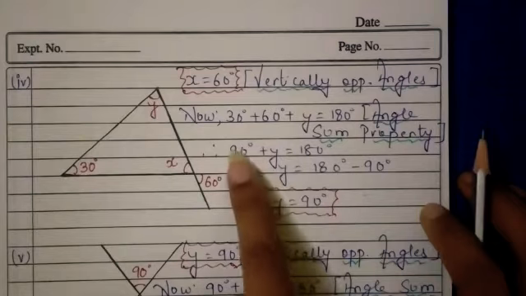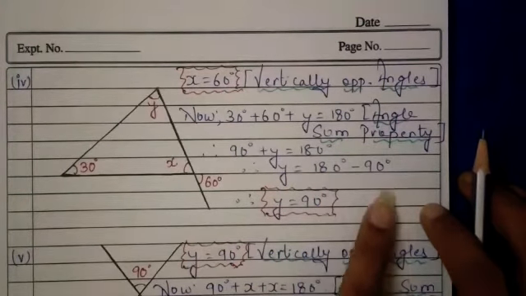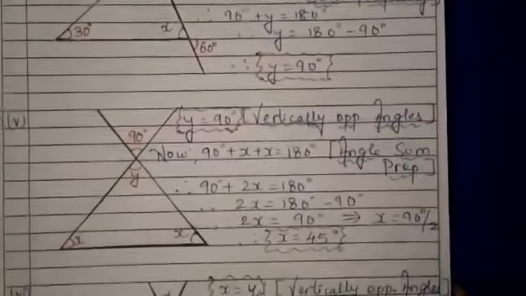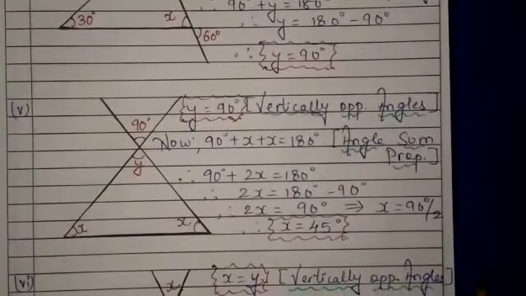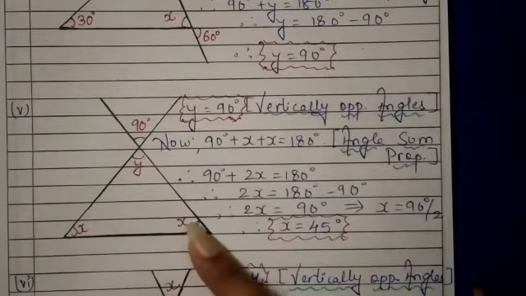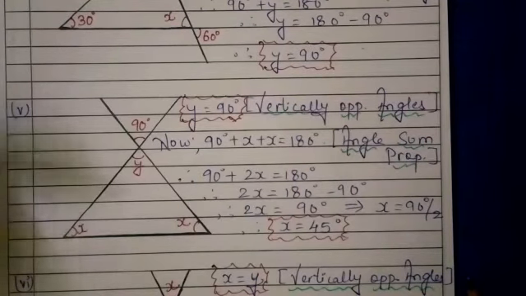Again, to get y, we need to transpose 90 to the other side, and on subtracting we'll get y as 90 degree. Done. Let's move on to the next question. See here, these 2 are unknown angles. This one is quite different, an important, tricky question.